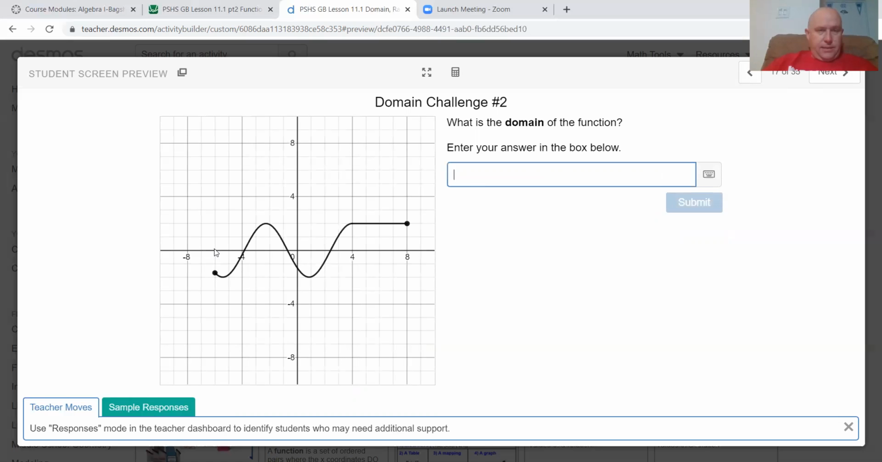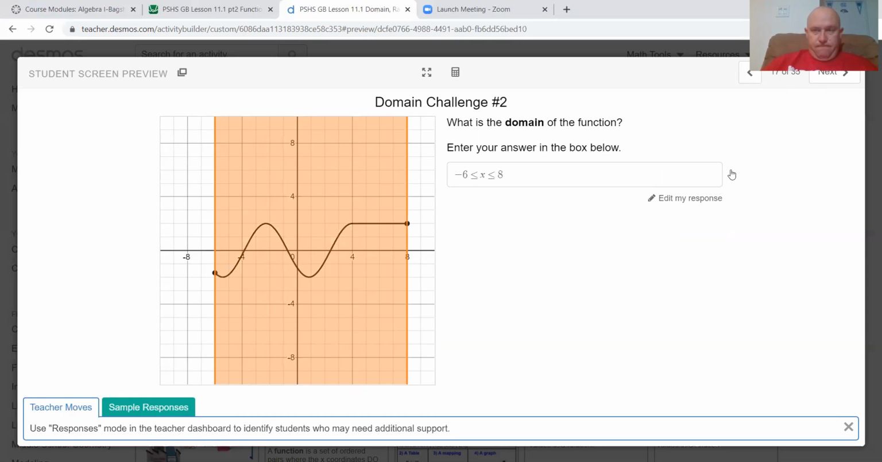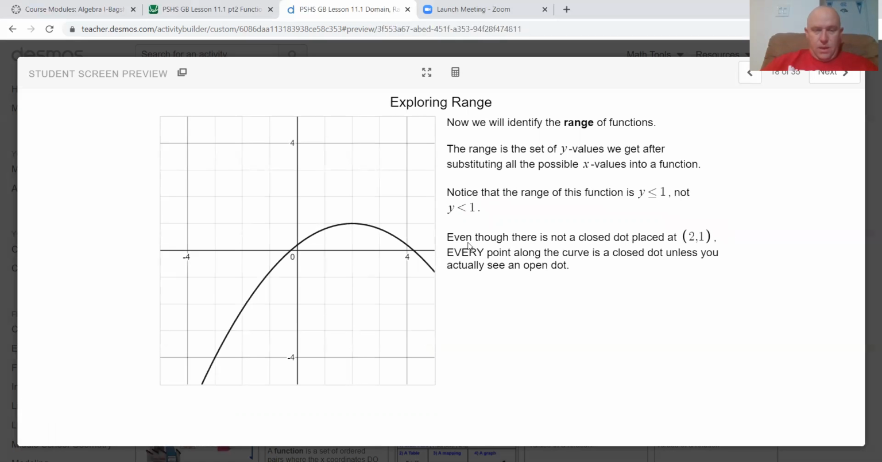Start on the left again. This looks like negative 6 and 8. So negative 6. Closed circle, so I will include the equals. And closed circle again, so I'll include another equal sign. And that one should be good.